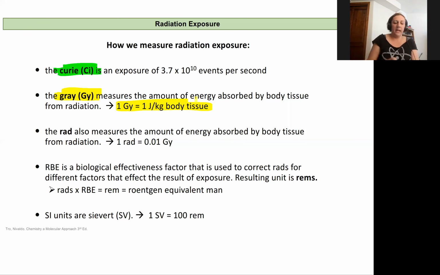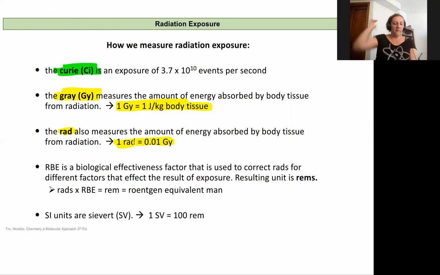And then we have the rad, which is a great name, right? The rad also measures the amount of energy absorbed by tissue, and it's just on a different scale. 1 rad is 0.01 grays. If we use the analogy of the metric system, it's going to be like 100 times a gray, right? So we have a simple conversion there on a different scale.